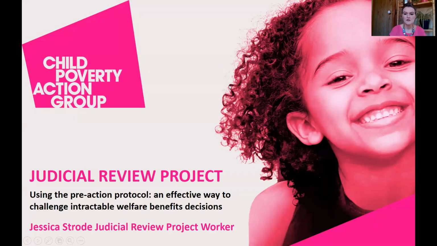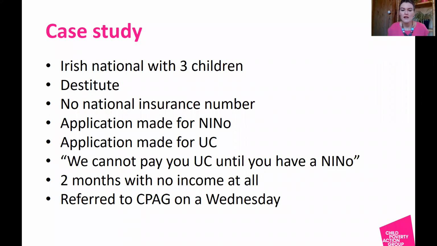Okay, so in this case, an advisor referred a client to us who was an Irish national and who had 3 young dependent children. And she was in Great Britain with no income and no housing. She was sofa surfing, I think, at the point she was referred to us, and was destitute. She had no income of her own. She had been relying on handouts from friends and family, I think. She had no national insurance number.